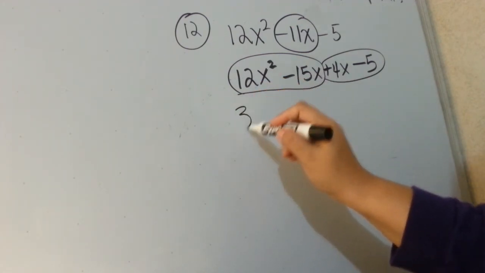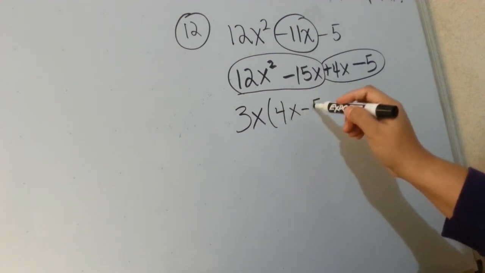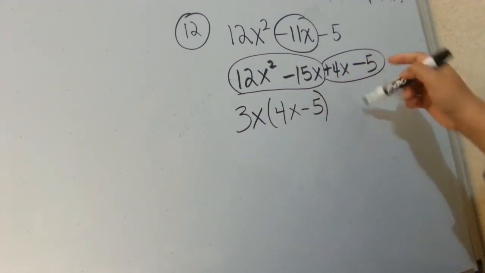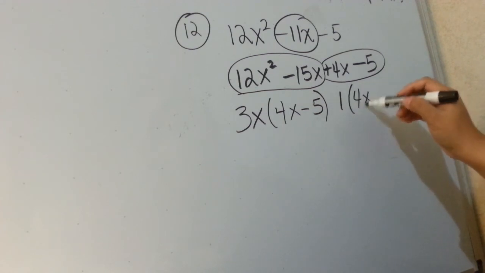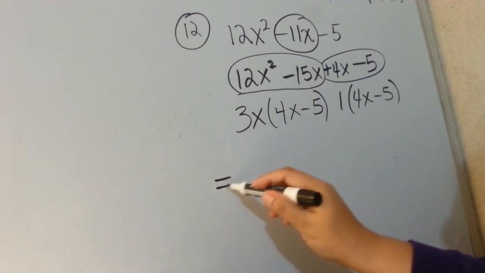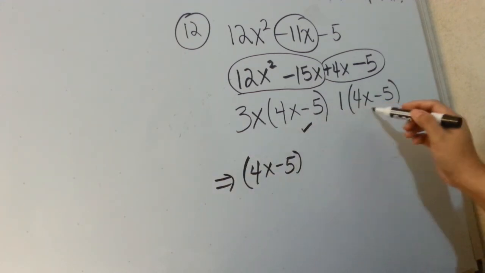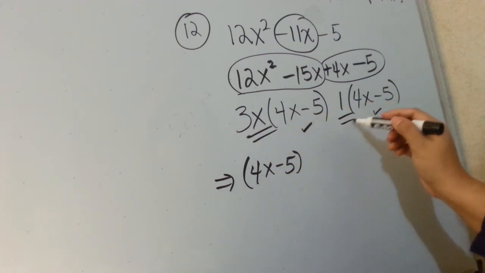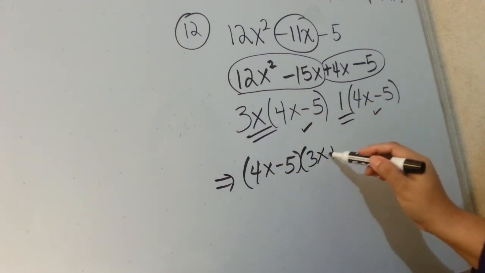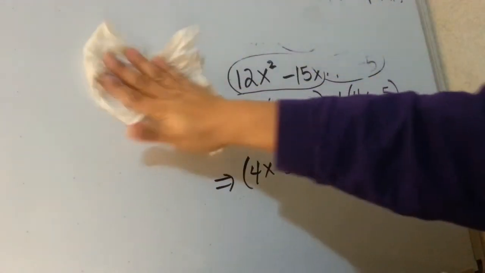Pull out a 3x. We got 4x minus 5. It is already 4x minus 5, right, so we pretend we pull out a 1. And so what's the answer? The answer is 4x minus 5, right? That repeats. And then 3x plus 1. That was 12.